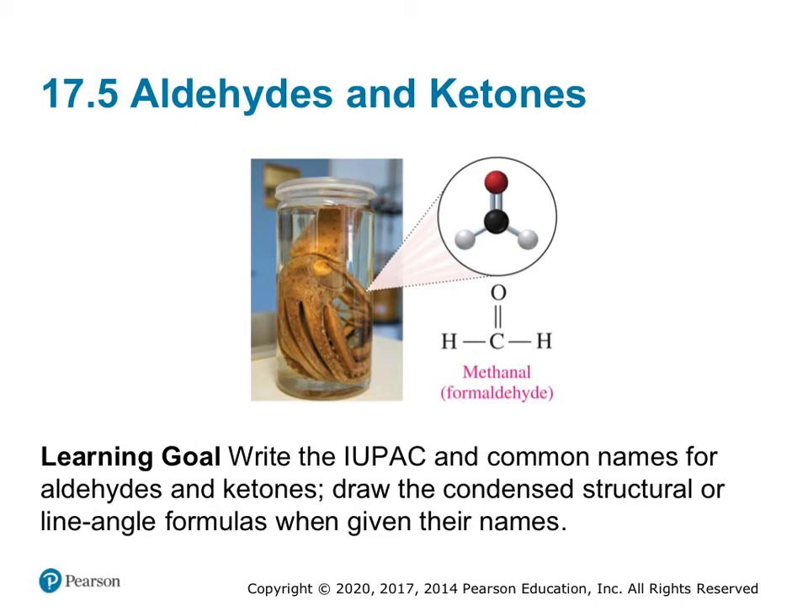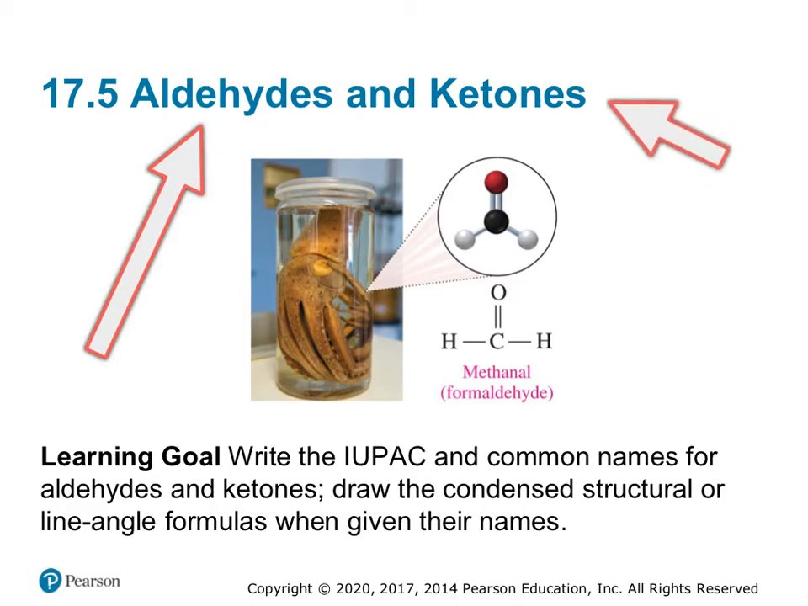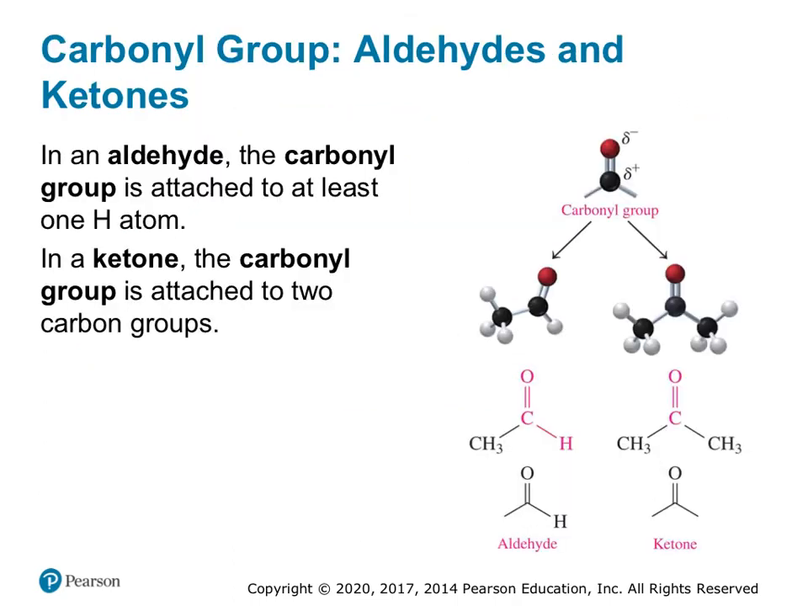Today we're going to look at two more functional groups. We're going to look at the aldehydes and the ketones. In an aldehyde and a ketone, they both have what we call a carbonyl group. Our carbonyl group we see here is a carbon double bonded to an oxygen. So both aldehydes and ketones have carbonyl groups.